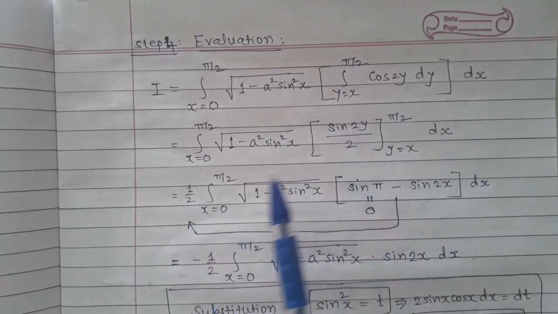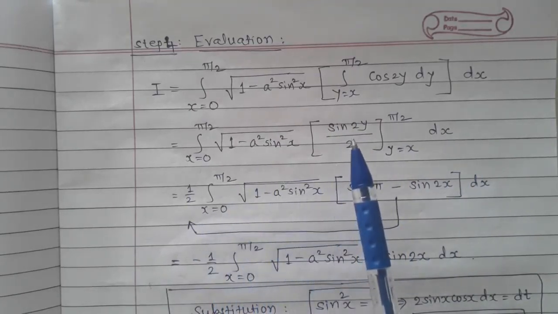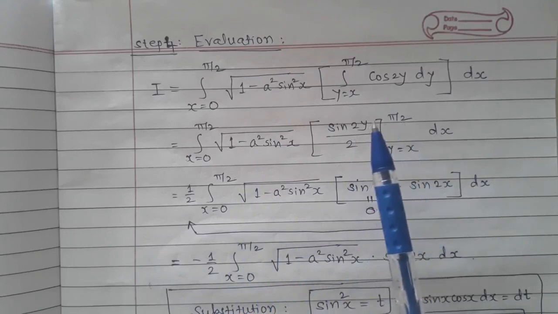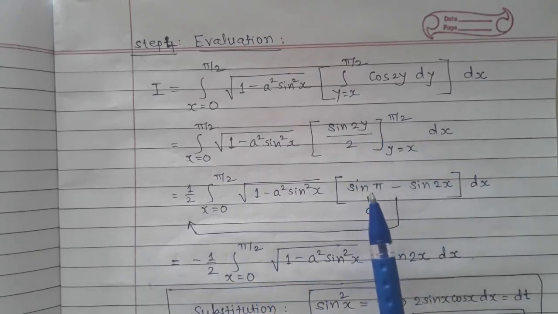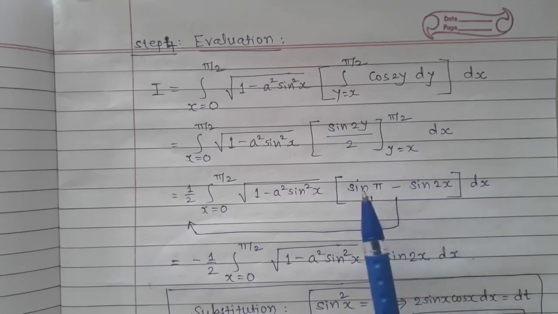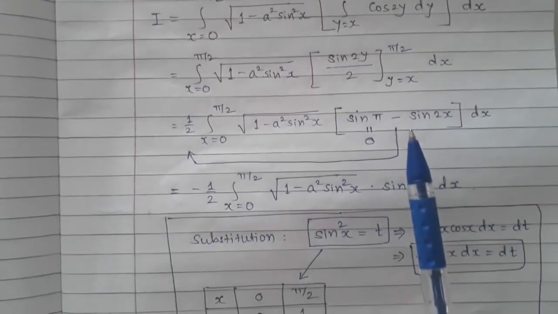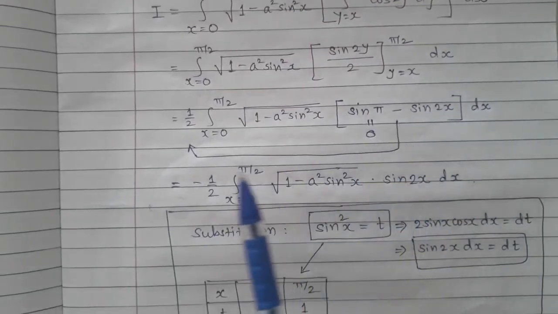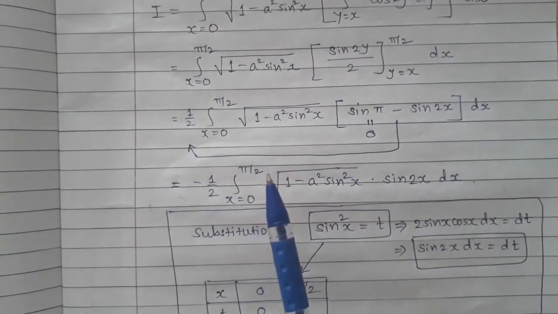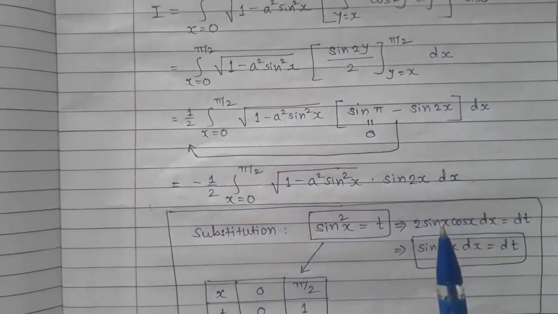Half constant, that will come out directly, x from 0 to pi by 2, root term as it is, sin of 2y, y replaced by pi by 2, so it becomes sin pi minus sin of 2x, y replaced by x for lower limit. So upper limit value sin pi, lower limit value sin 2x, upper limit minus lower limit, but sin pi is 0, so it is only minus of sin 2x. Minus sign also comes out, so minus half x from 0 to pi by 2 root of 1 minus a square sin square x into sin 2x dx.